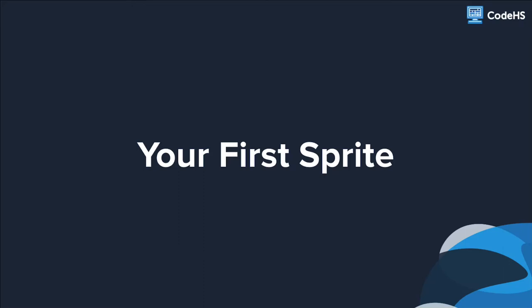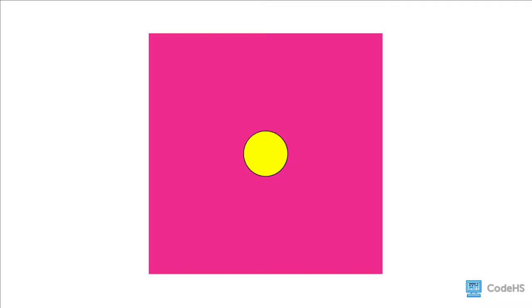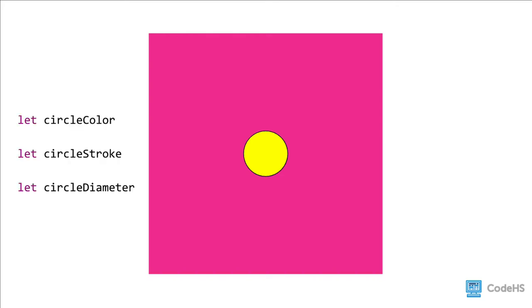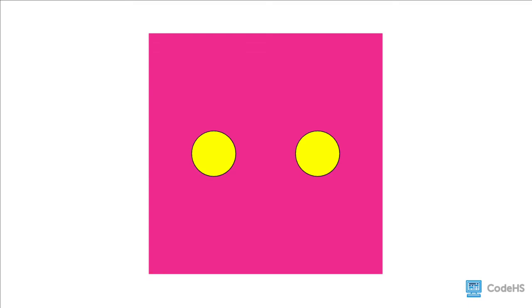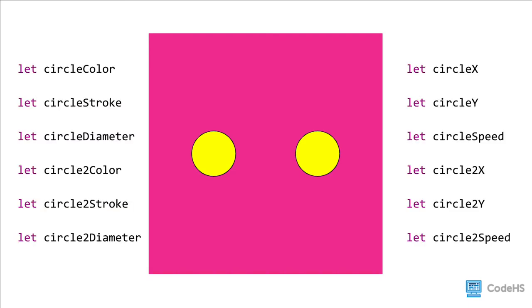Hi, in this lesson, you'll take a look at creating sprites. Take a look at this pink canvas and the yellow circle drawn on it. That yellow circle would need lots of variables to define how it looks, its position on the canvas, and how it should move. And if you have two circles on the canvas, you'll need to have two sets of different variables. This can get confusing and overwhelming pretty quickly.